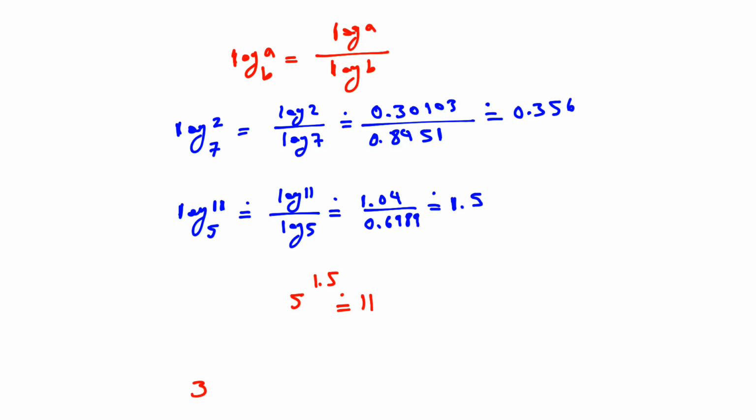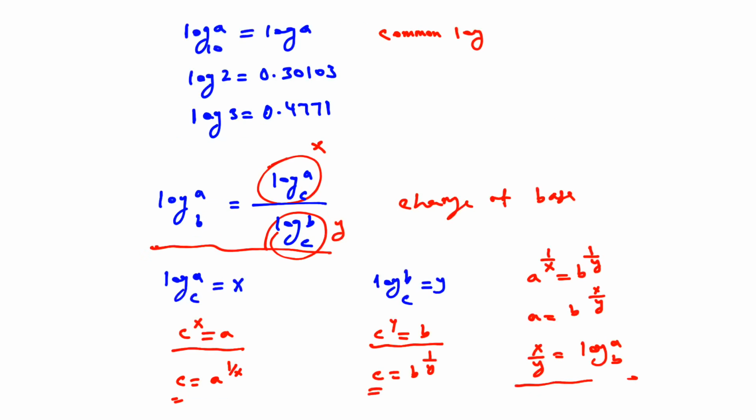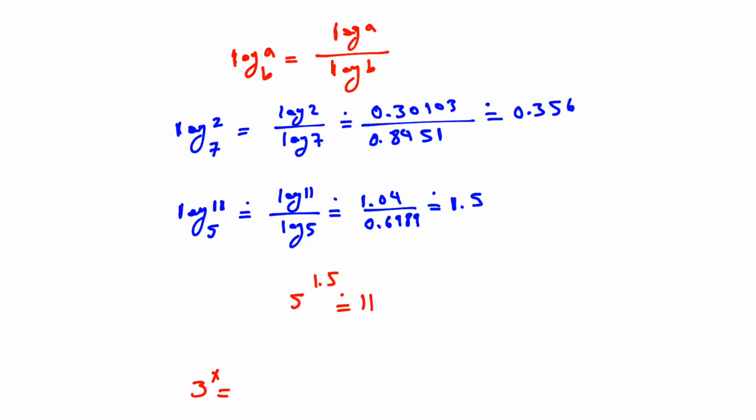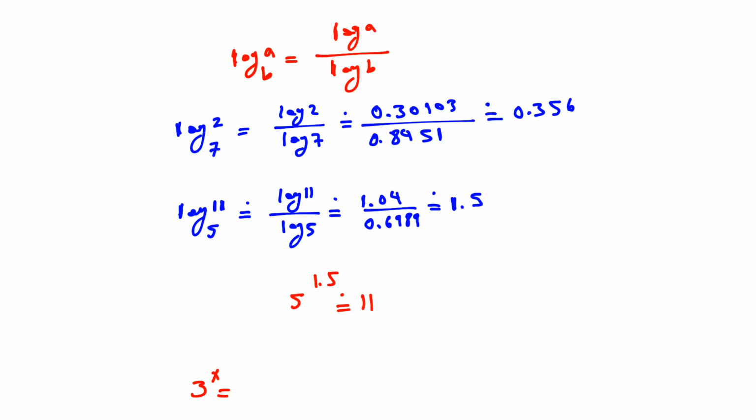Now, let's get back to the question that we had. 5 to the power of x is 11. If 5 to the power of x is 11, x would be log of 11 base 5, which is approximately 1.5.